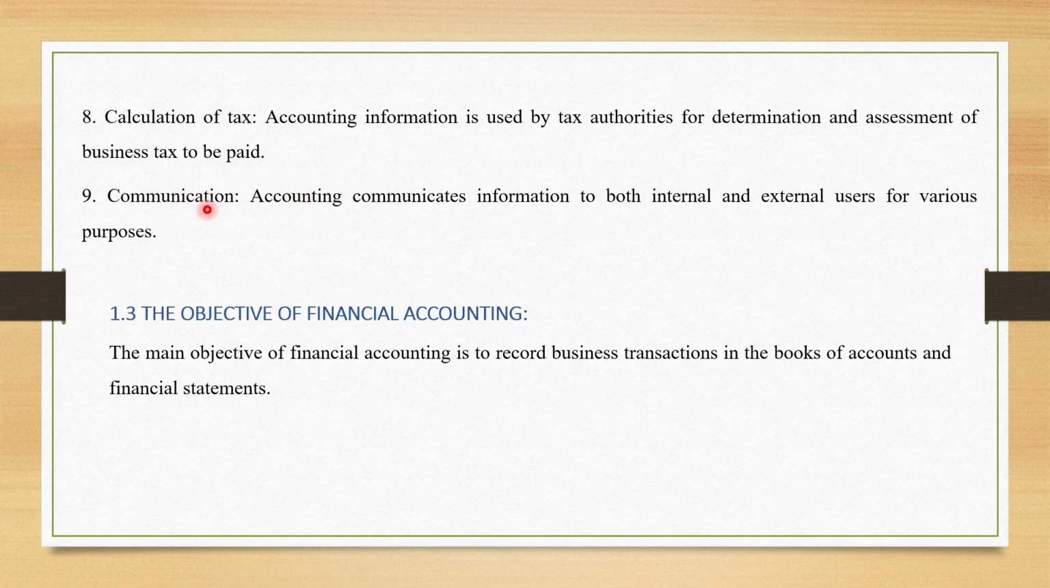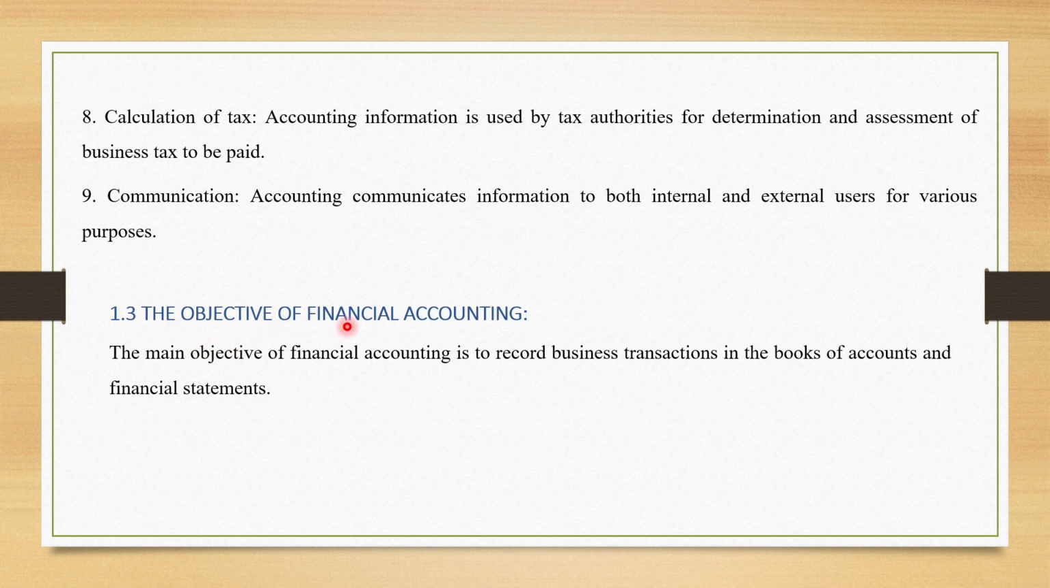So we have also communication. Accounting communicates information to both internal and external users for various purposes. Yes, I think we know the internal and external users of this accounting information. We shall see that.